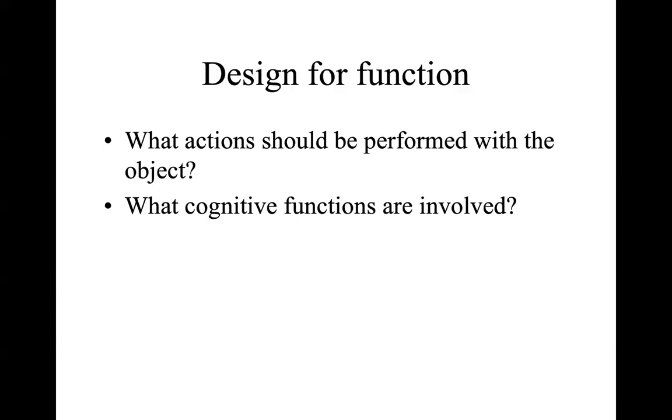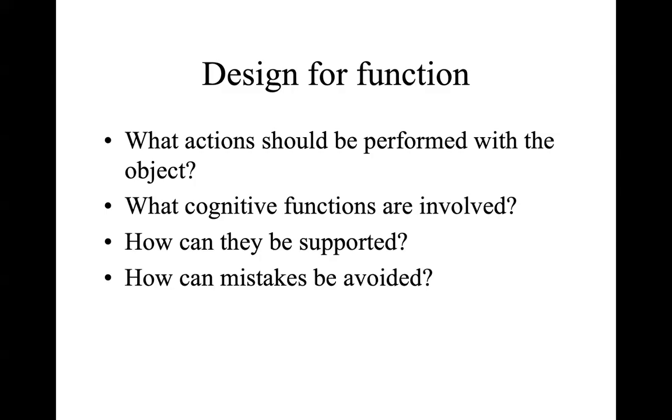But you can also have other cognitive functions like memory or learning that are involved in the use of an object that you are designing. Many objects need some learning in order to use them, but if the world is ideal, an object should show on itself how it should be used. And then, how can they be supported by the design process? How can you support cognitive functions of perception and memory and learning and so on?